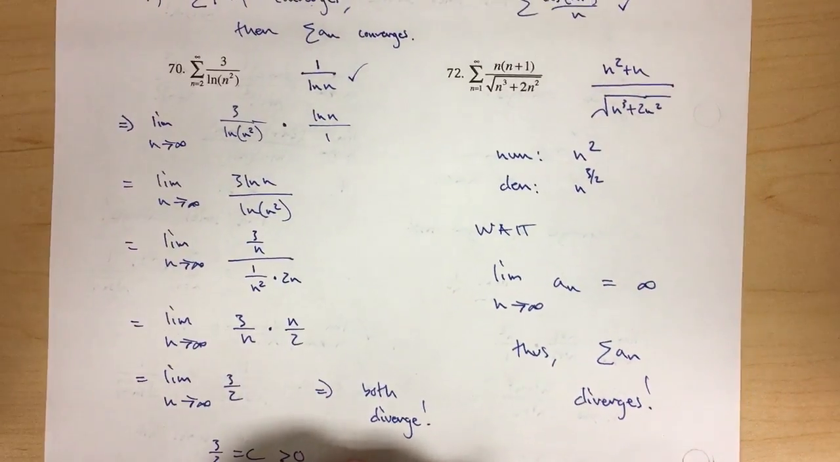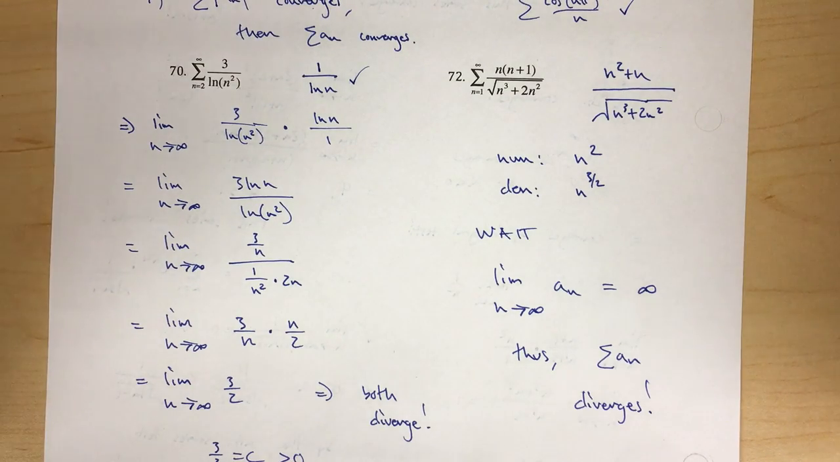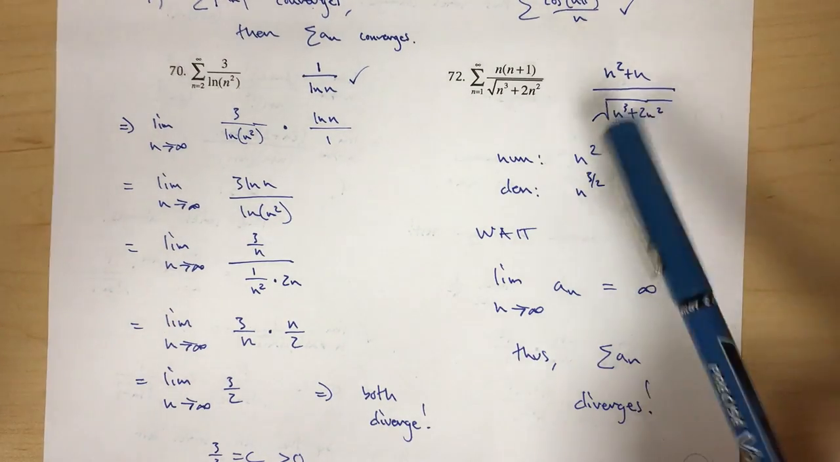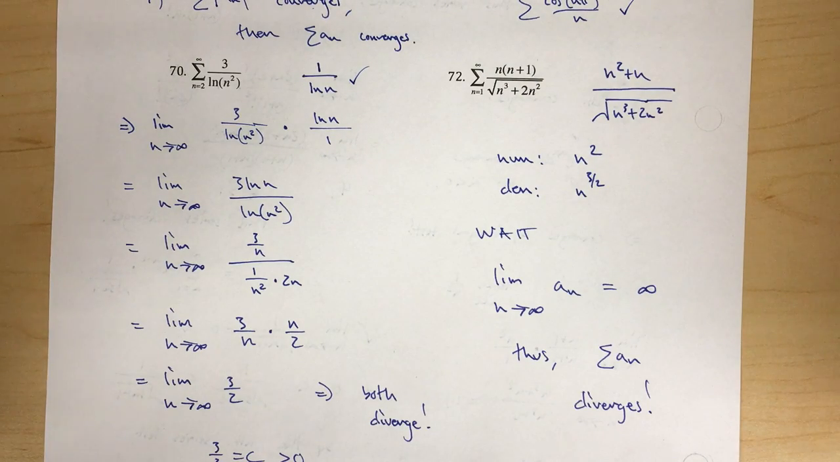So don't get trapped into thinking, oh, I've got to do limit comparison or direct comparison or something. We should really always be checking whether the limit of our sequence approaches 0. And in this case, it does not.